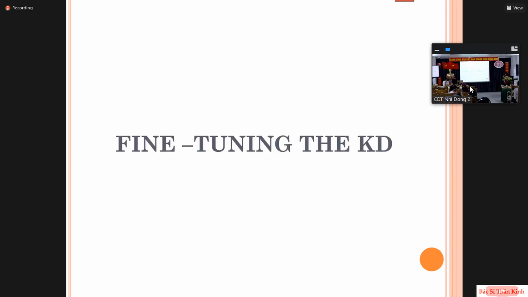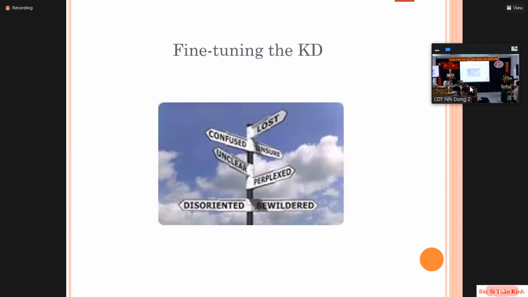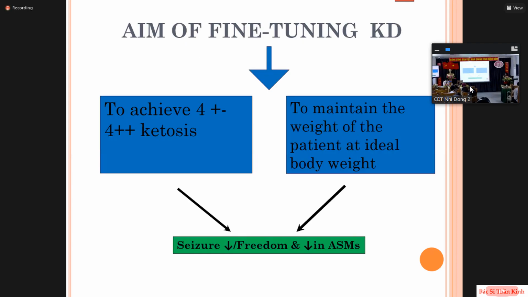Next, we proceed with fine-tuning of the KD. So the aim of the fine-tuning is first to achieve 4+ to 4++ urine ketones and to maintain the weight of the patient at the ideal body weight. So this ensures that there is seizure reduction or even freedom, and reduction in the use of the anti-seizure medications.